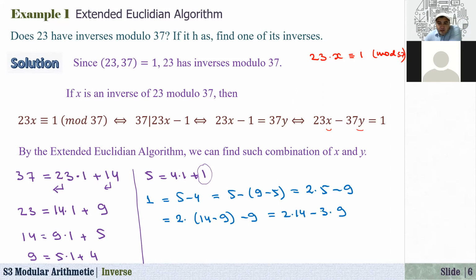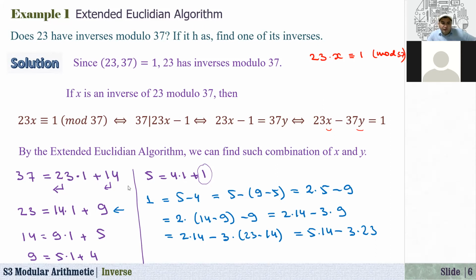Okay, so now we have 14. That's a good thing. But now I need to change this 9 in terms of 23 and 14. So what is 9 here? 9 is 23 minus 14. So equals 2 times 14 minus 3 times, instead of 9, I can just write here 23 minus 14. So again, if you simplify this, minus minus, it is plus 14. How many? We have 5 14s. Minus 3 23.